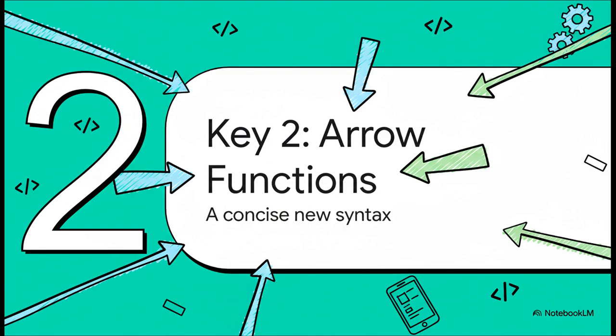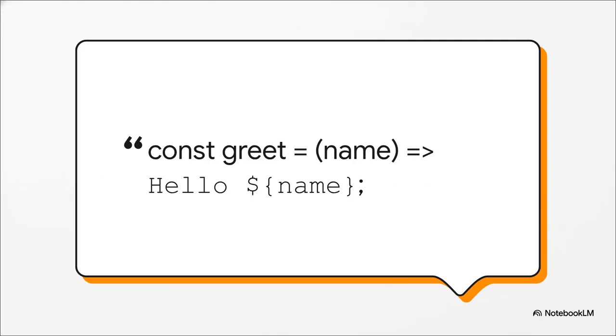Okay, on to our second key, the arrow function. This is how we write functions in modern JavaScript, and you will see it everywhere in React Native. And just look at this example. See how clean and compact that is?